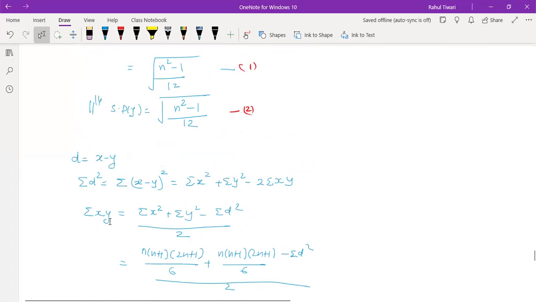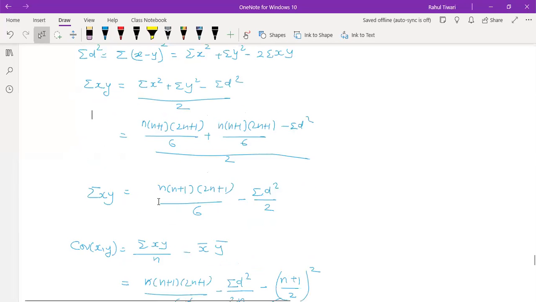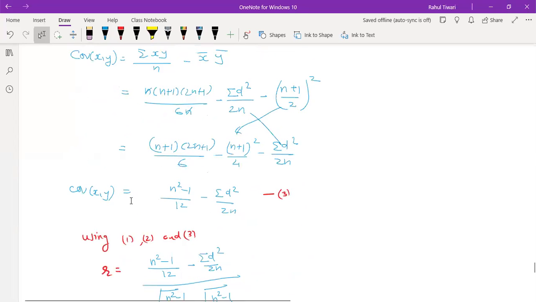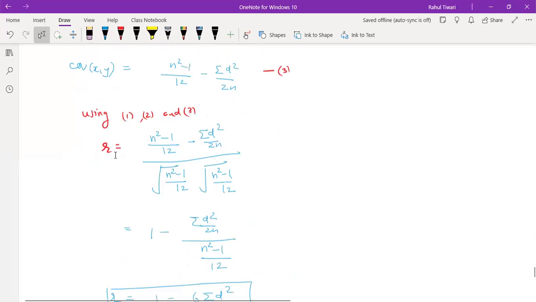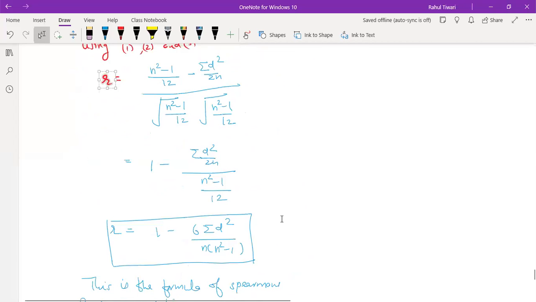And to get this summation xy, I need to use the difference d. d is the difference of observations, the difference of x and y. Put the summation, apply that formula, and try to get summation xy. Keep all these terms, simplify it, and use the formula for covariance. Once you have the covariance, apply the r formula and substitute, and you'll get your expression. So just try to understand how this particular statement works.